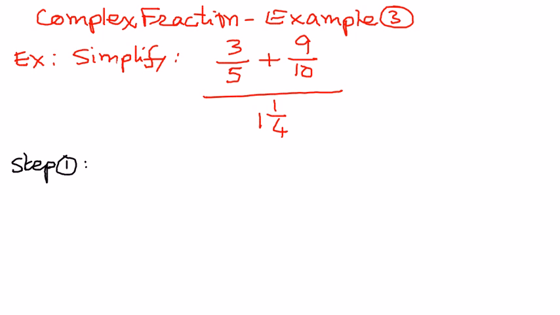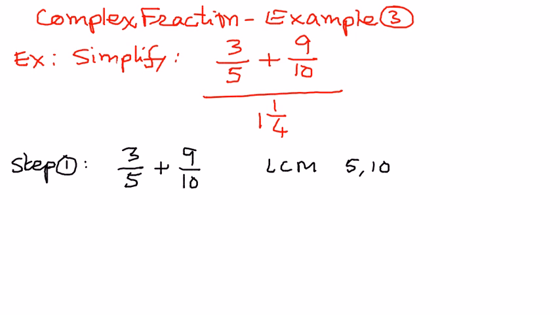So we simplify the numerator part first. What we have here is 3 over 5 plus 9 over 10. We are adding two fractions. So here again, we want to find the least common multiple for 5 and 10. We want to find the LCM, or the least common multiple, for 5 and 10.